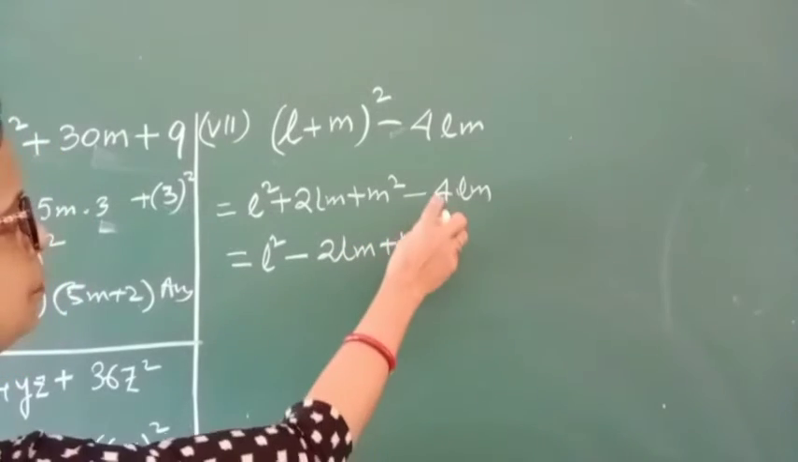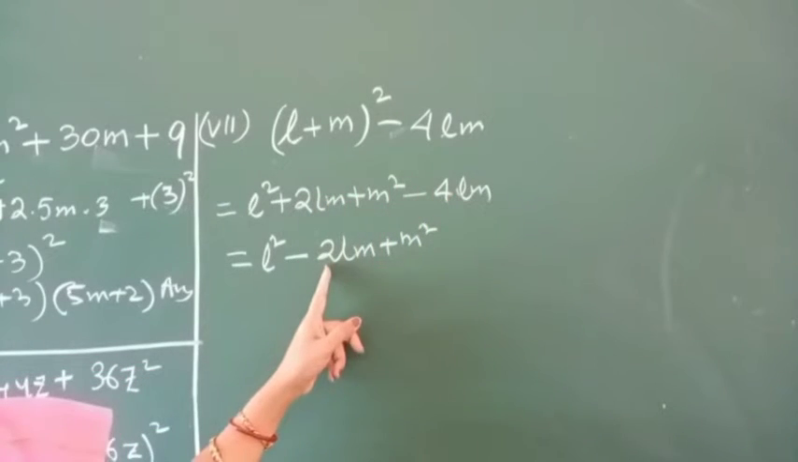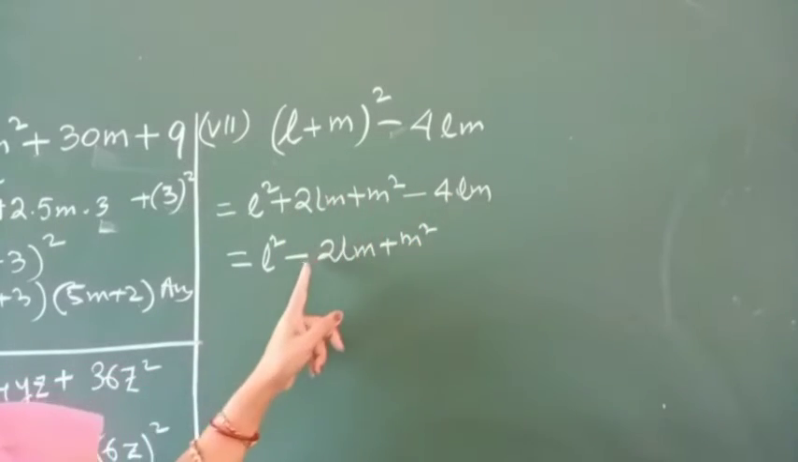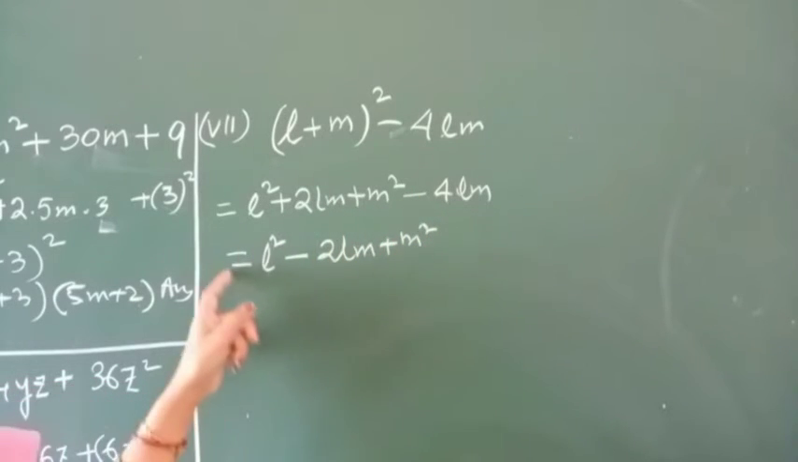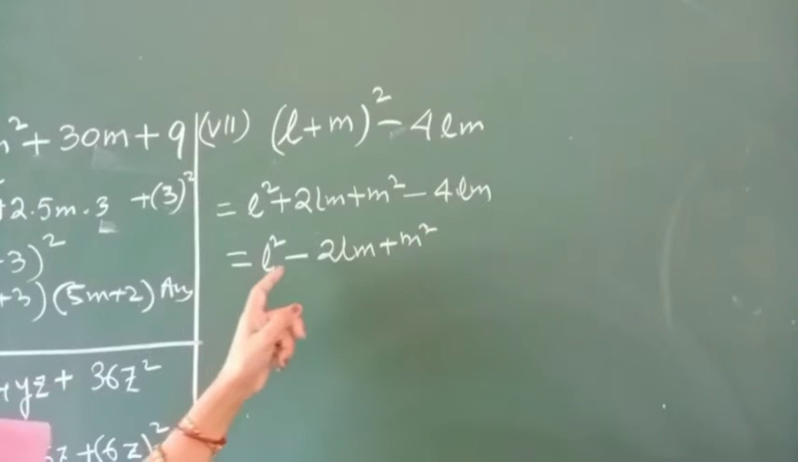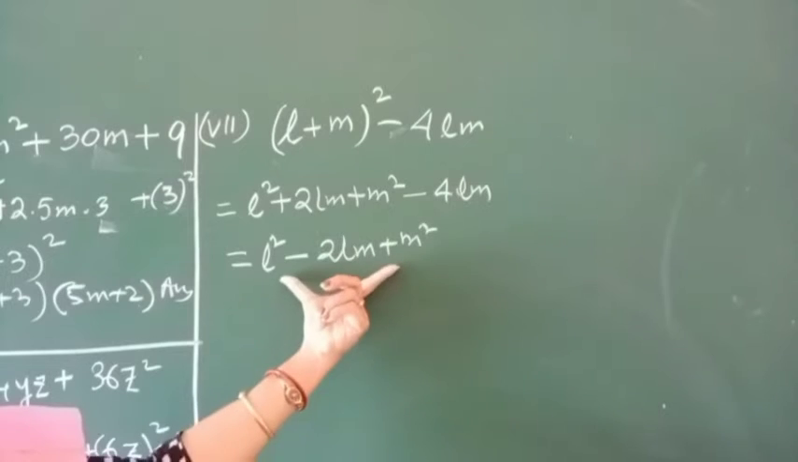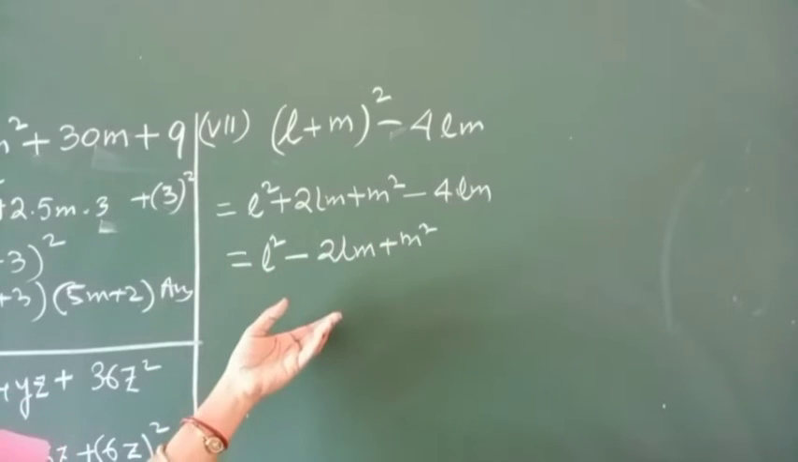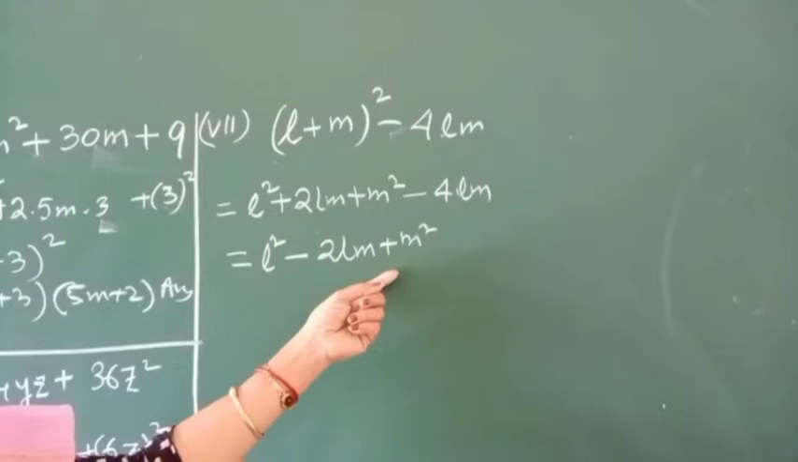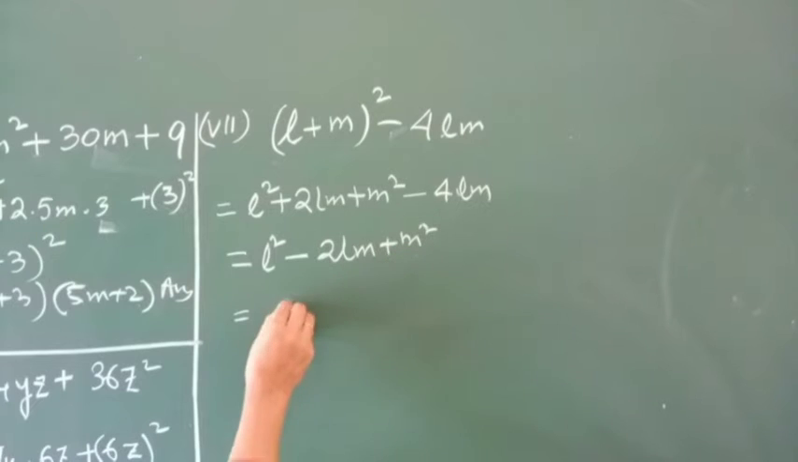Why minus 2lm? Because larger number, we are subtracting 2 from 4, it is 2, and the larger number sign is minus, so I am giving here minus sign. Now look at this last condition, L square minus 2lm plus m square. Last solution is L square minus 2lm plus m square. Can you remember any identities by saying this? Yes, identity is a square minus 2ab plus b square. So I can write a minus b whole square.